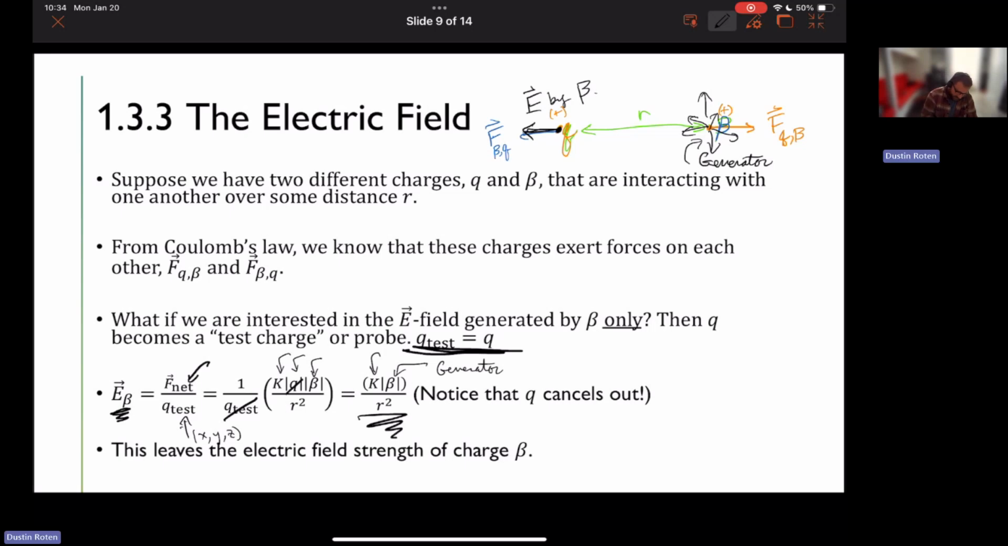Okay, so this essentially just leaves the electric field strength of charge beta. We could reverse all of this, do this backwards, and actually get the electric field strength of Q at particle beta. That works as well. But the whole point of this entire slide is just to reiterate, even though we have two charges, if we're interested in the electric field of one of them, we have to sort of cancel the other one out because that is our test probe charge.